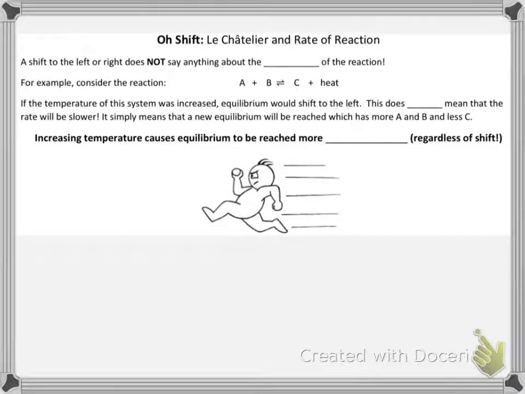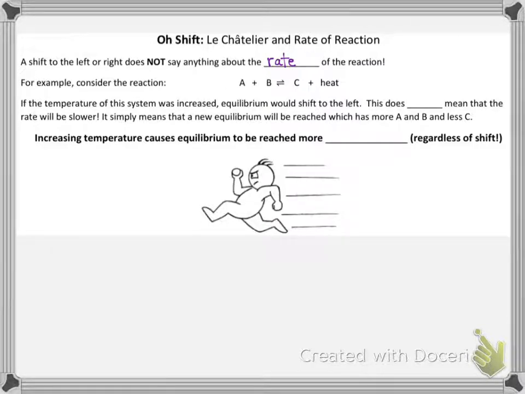Let's talk about Le Chatelier's principle in a little more detail. First things first, it is important to note that a shift to the left or the right does not actually say anything about the overall rate of the reaction. It only tells you about the relative rates of the forward reaction with respect to the reverse reaction.